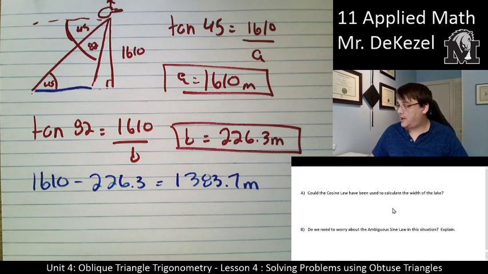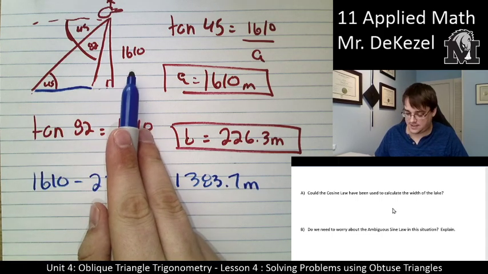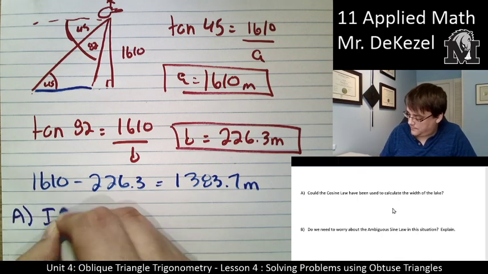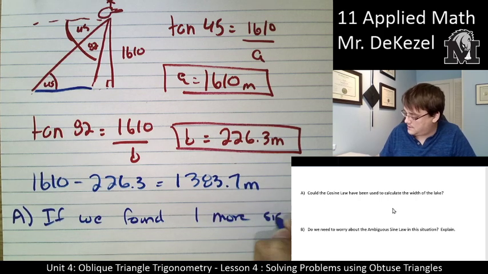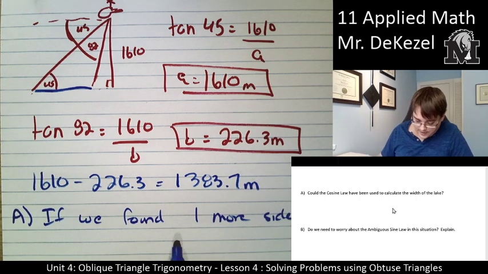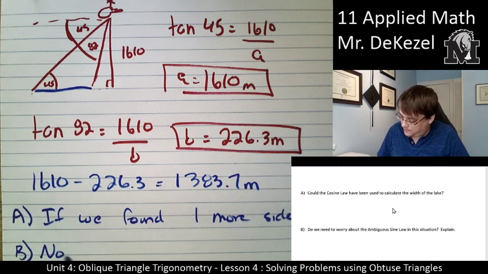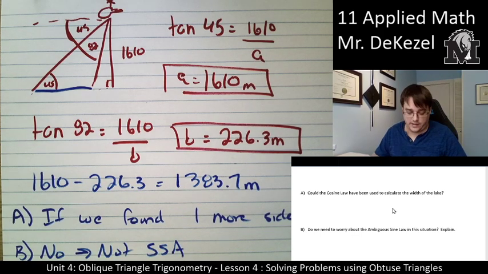We have a little question here. A, could the cosine law have been used to calculate the width of the lake? Let's see, we have an angle, we have a side. We would need to find one more side first. So A, if we found one more side, we'd be able to do that. And B, do we need to worry about the ambiguous sine law in this situation? The answer to B would be no. It's not a side-side-angle situation. We are given only one side, and we have multiple angles.